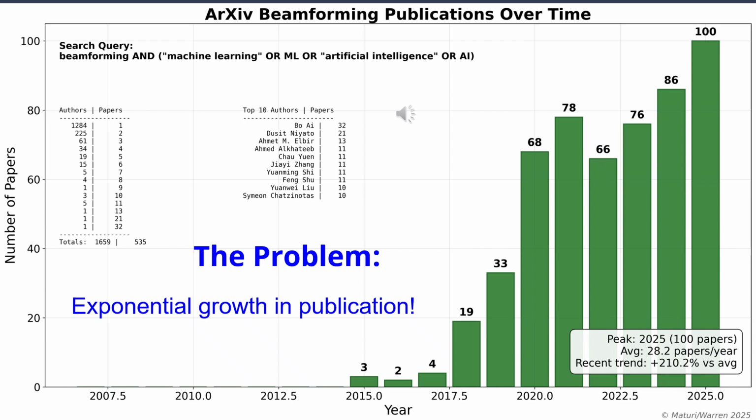This chart reveals the scale of the challenge. Three papers in 2015 growing to 535 papers a decade later. We need automated approaches to literature analysis. With 210% annual growth, traditional review methods are impossible. One person cannot comprehend this volume of rapidly evolving research. Our platform makes this process orders of magnitude faster.